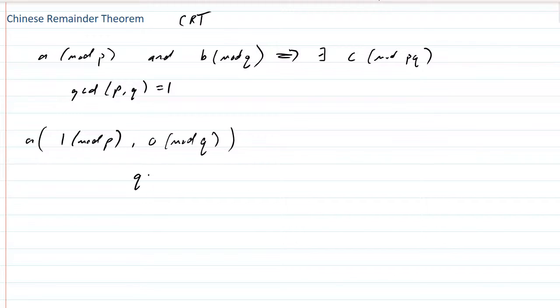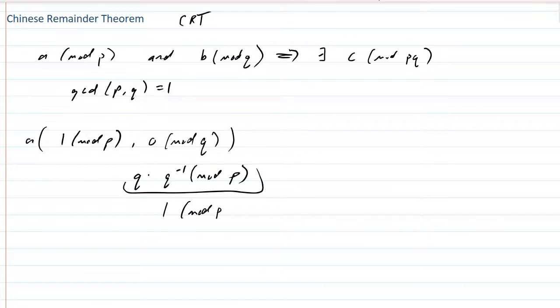So if we multiply Q by Q inverse in mod P, then this is going to become 1 mod P. It's also still 0 mod Q because it is a multiple of Q, right? So now we have this. What we can do is multiply A into the whole thing, and then this is going to satisfy our condition with 1 mod P and 0 mod Q, and when we multiply it by A, that's going to satisfy A mod P right here.